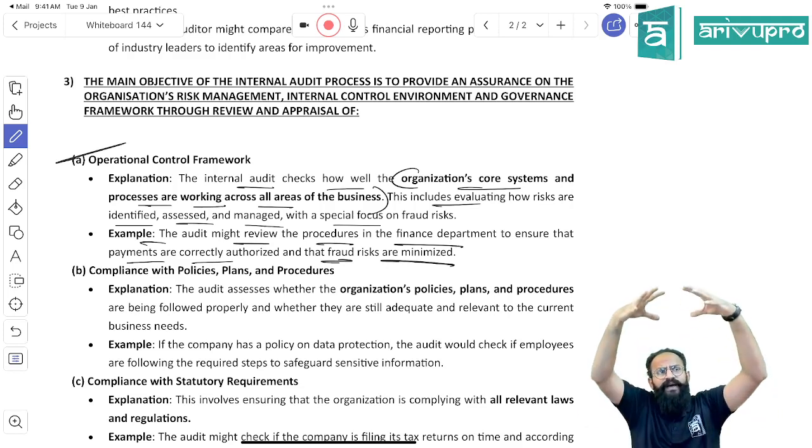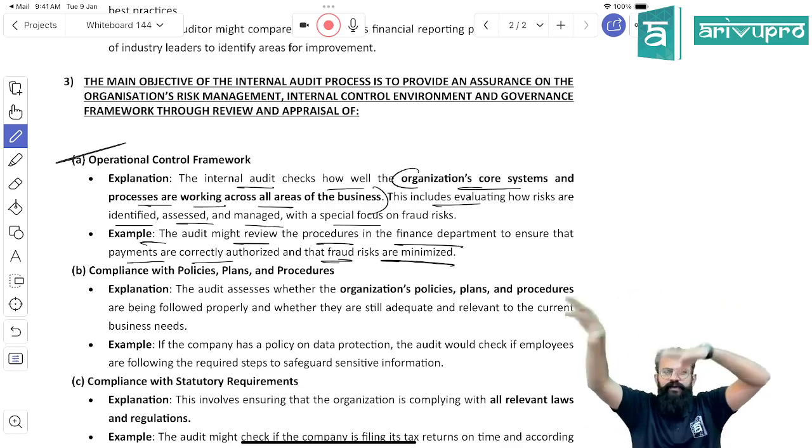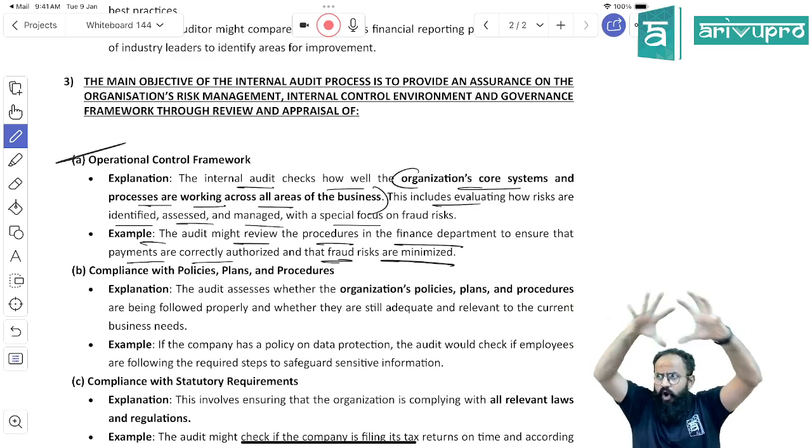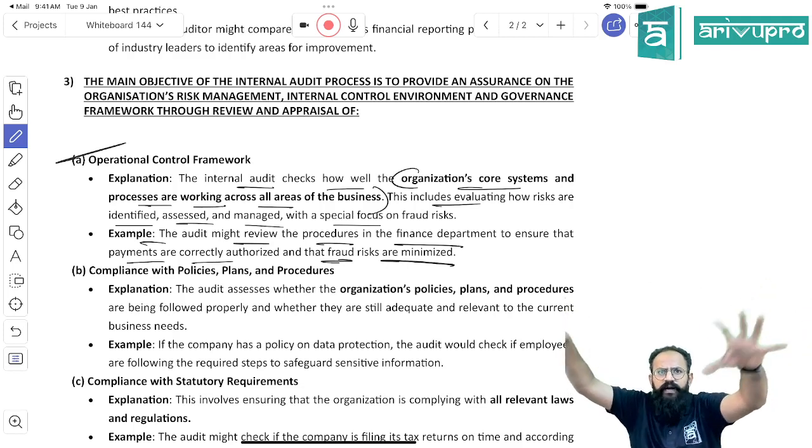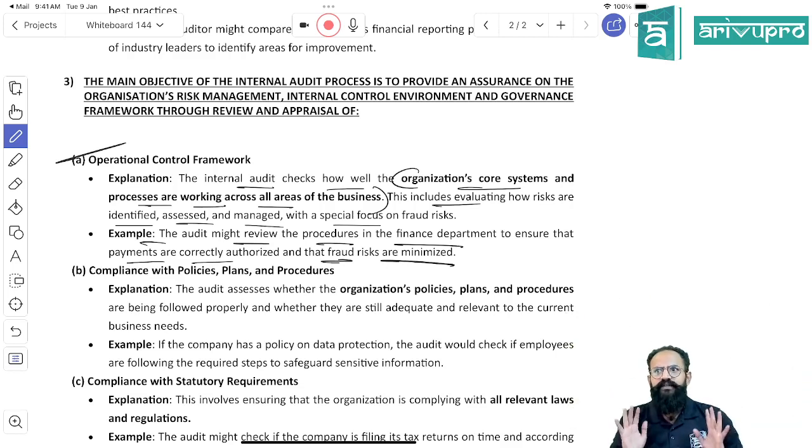from the top management point of view, there is a marketing department, a sales department. Now for every department I would have a system, correct? I would have some systems, that is where I want to go, and processes, how I want to achieve it. I would have set some systems and some processes. Now what I will do is try to check whether all these systems are working properly or not. That's my operational control framework.